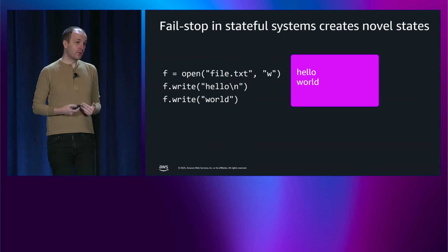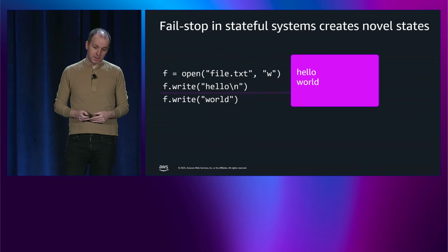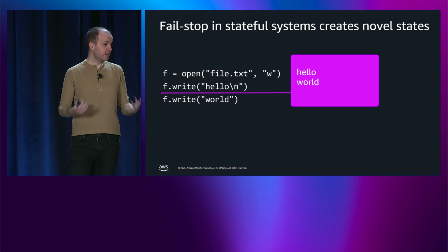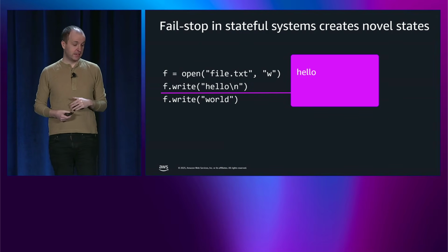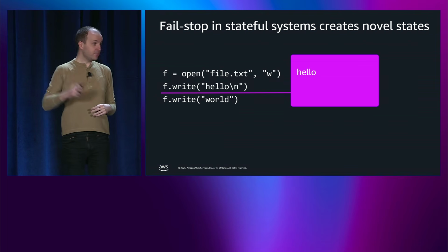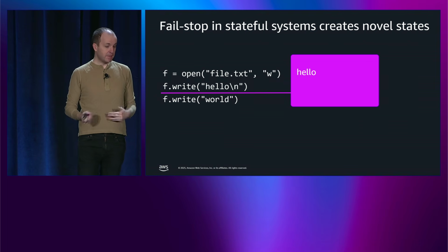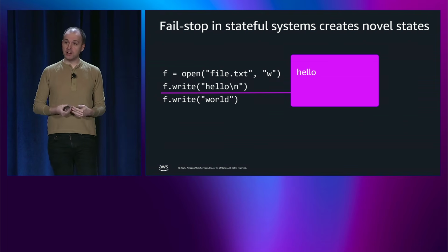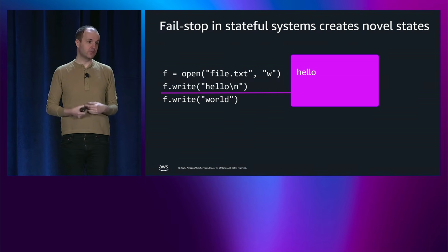This doesn't work anymore in the presence of fail-stop failure. So for example, what happens if the system fails, loses power, crashes, that kind of thing, in the middle of executing this program, right? Maybe I've only written the first line of text to the file, and then the system crashed. When the system comes back up, that file is going to be there, but the file is only going to have half the contents in it, right? I never got a chance to write the second line to the file before I lost power.